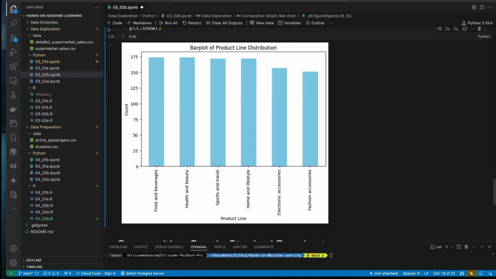In this bar chart, each bar represents the number of sales in each product line. It's a simple yet effective way to compare the popularity of different product lines. Let's discuss some key findings of this chart. Food and beverages have the highest count, followed by health and beauty and sports and travel. Electronic accessories and fashion accessories have the lowest counts. All product lines have a relatively similar number of items, with slight variation.